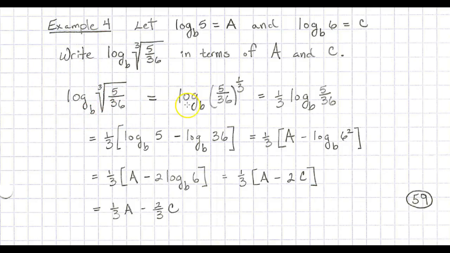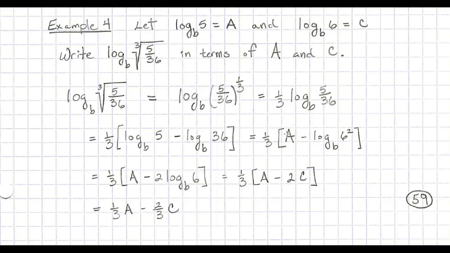So this cube root is the same thing as to the 1/3 power. So I'm going to bring that down in front. So it's 1/3 log base b of 5 divided by 36. Now I have a quotient, right? So this is 1/3 times the quantity, log base b of 5 minus log base b of 36. So log base b of 5 we already know is a, so I'm going to write that as a.